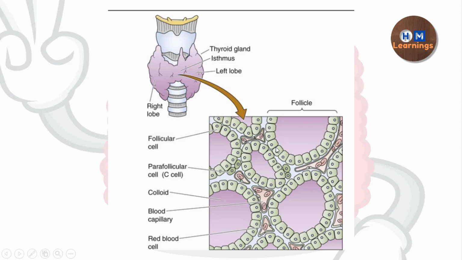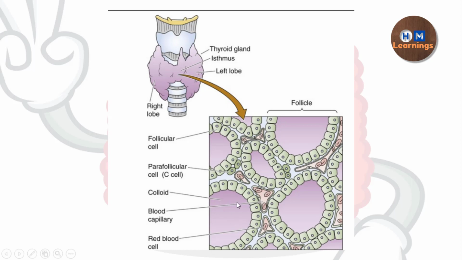Because in order to understand how the synthesis of thyroid hormone happens, we need to understand its histology. So here this is a cross section of the thyroid gland. You can see that the endocrine part of the thyroid gland is made up of thyroid follicles. These are spherical follicles, lined by a single layer of epithelial cells. These epithelial cells are flat or cuboidal when inactive, but when the thyroid gland is active, these cells become columnar in shape.